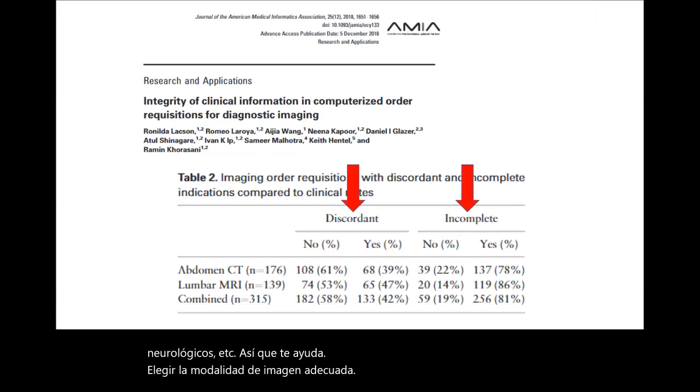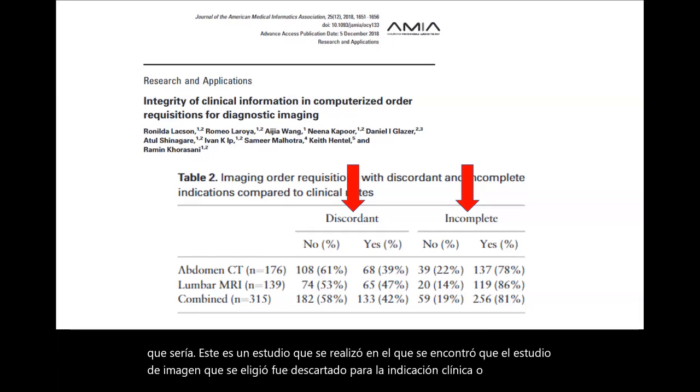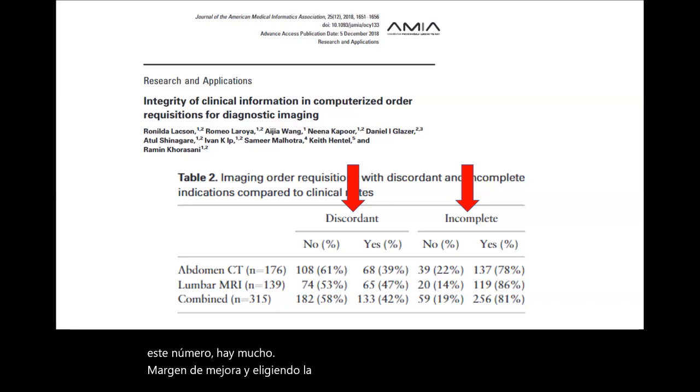It is important to understand that choosing a modality is not as easy as you think it would be. This is a study in which it was found that the imaging study that was chosen was discordant for the clinical indication, or the study was not a complete examination for the pertinent clinical indication. So if you look at this number, there's a lot of room for improvement. And by choosing an artificial intelligence tool, probably we can bridge the gap.